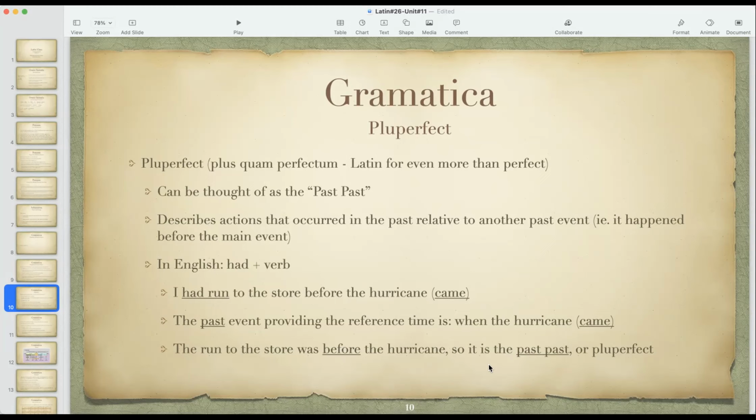I have a chart here, not on the next slide because we're going to do the future perfect first, and then I have a chart which hopefully will clarify this. But the thing is, in English, it's generally had plus the verb. I had run, I had seen, I had gone to mass before the game, or whatever. But generally, if you have a had in there with the verb in English, that's the equivalent of the pluperfect in Latin.